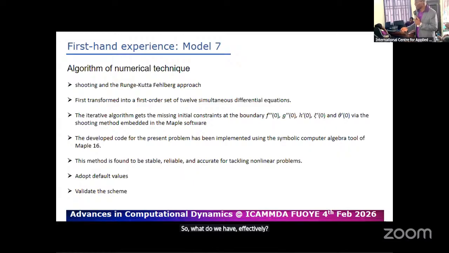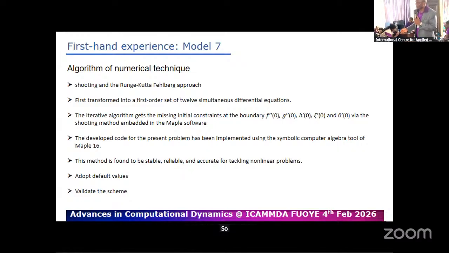Then we have to think of how to attack the problem. The first thing is to use the shooting method, which we have explained to you in due course. First, transform to a first order set of 12 simultaneous differential equations. You can see that in modeling of malaria it is always ordinary differential equations. So we need to have succeeded in reducing mine to ordinary differential equations, so that I can track it.